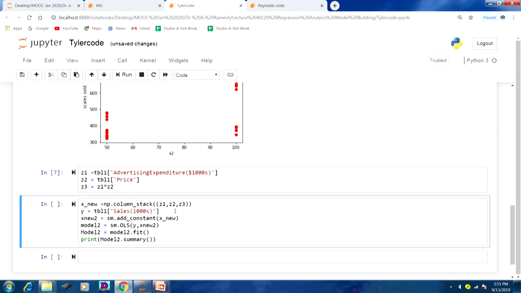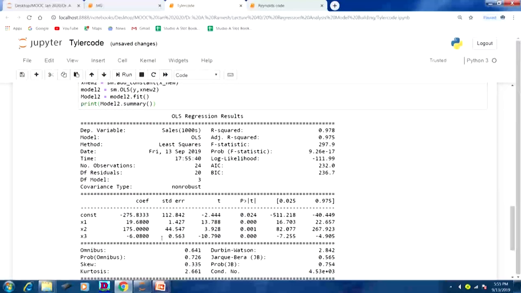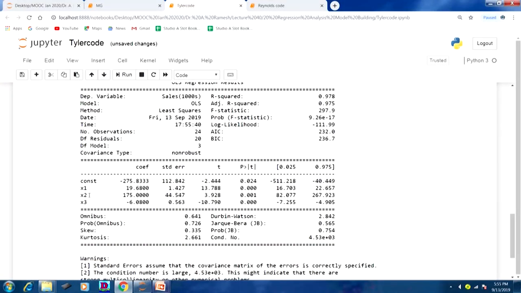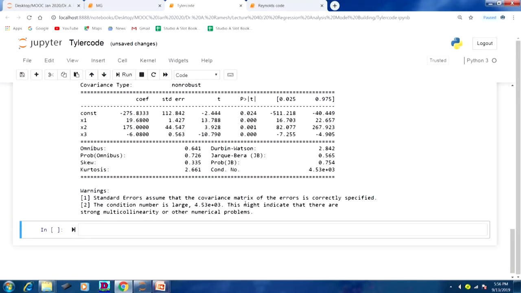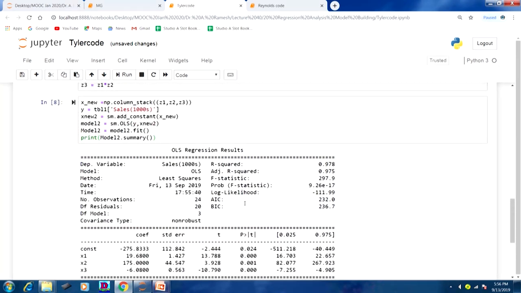Now there are three variables: one is advertising expenditure, another is price, and the third one is the interaction between these two. So when you run this model, we get all these three variables, x1, x2, and x3, which is our interaction variable, and all are significant. So we can say that there is an interaction effect between x1 and x2. See, our r square is better, 0.978, our F p-value is also very small, and the individual significance of each independent variable is also less than 0.05. So all variables are significant.